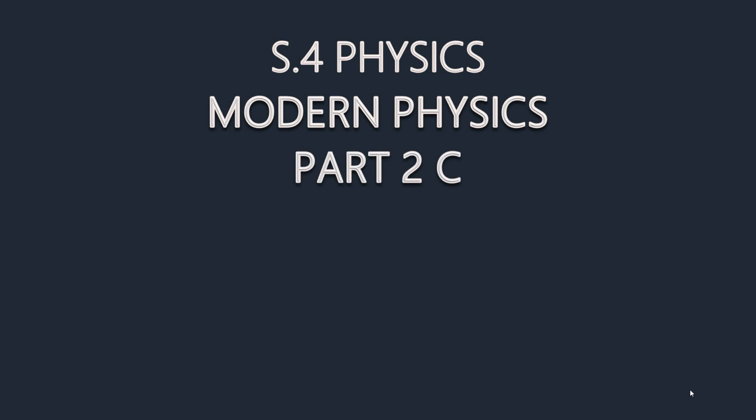We are still continuing with modern physics of ordinary level, and this topic is usually taught in senior 3 or senior 4, but according to the NCDC syllabus it's supposed to be for senior 4. That's why it's labeled as modern physics, and this is part 2C. Part 2 has 3 subsections: part 2A, part 2B, and part 2C, which we're going to look at now.